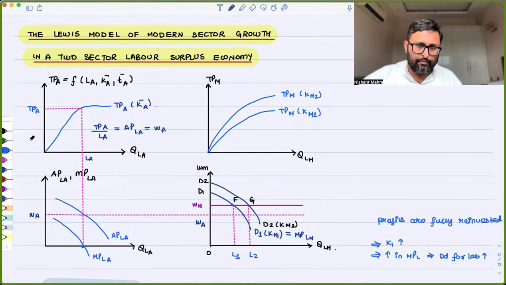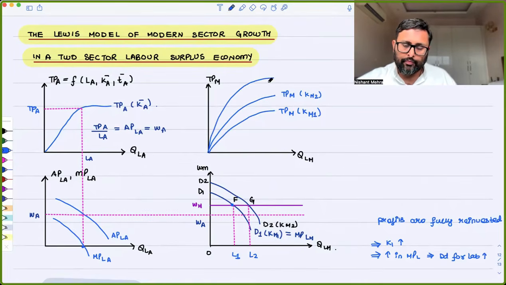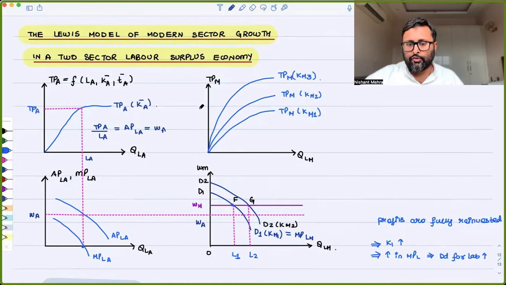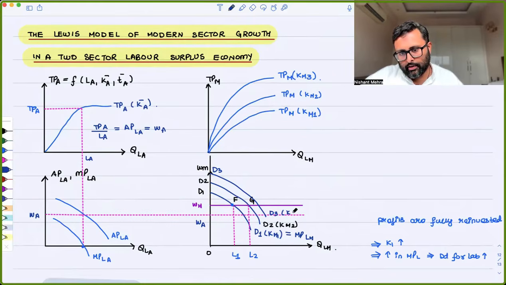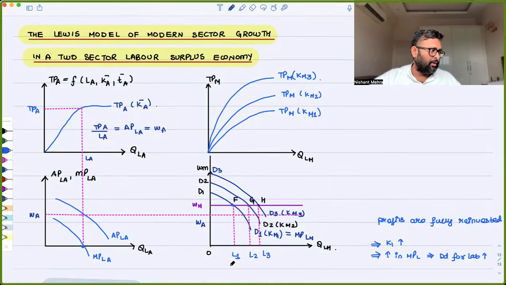And with more profits, the amount of capital is going to increase. With more capital, productivity of labor is going to increase. It means the demand curve for labor is going to increase. With more demand for labor, your demand curve is going to shift out like this. So it is D3, at the higher amount of capital K. So this is H. This is L3, right?